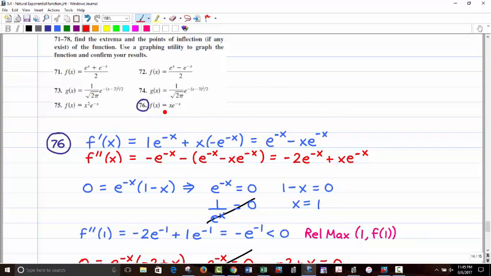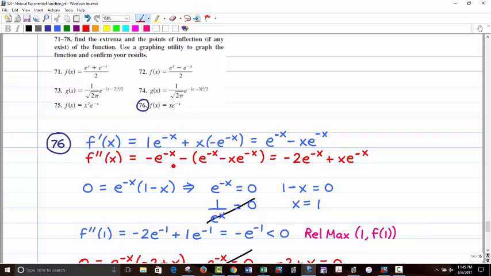So here's one we're going to do, x e to the negative x. So product rule: the derivative of x is 1 times e to the negative x plus x, and the derivative of e to the negative x would be negative e to the negative x. So you'll have this result right here.